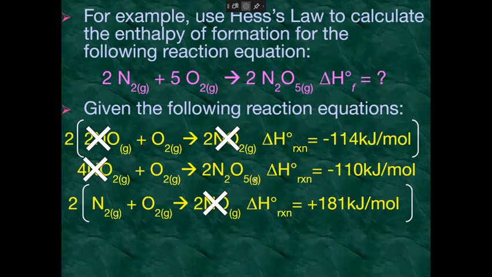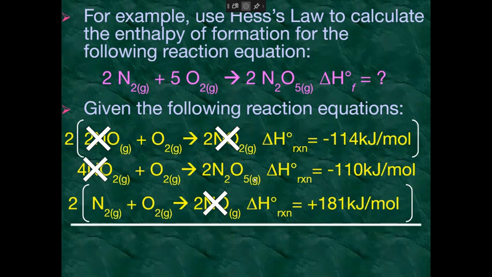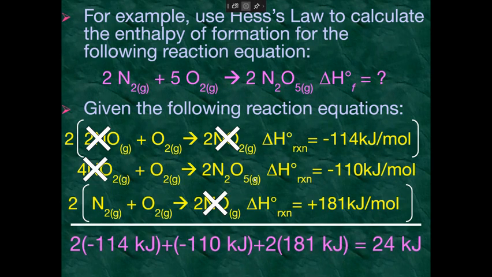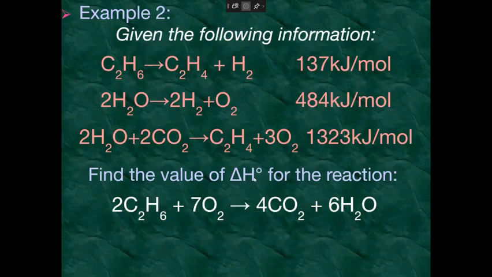So the first reaction has 2 O2s, second one has 1 O2, third one has 2 O2s, so that is a total of 5. So I take equation 1, multiply it by 2, add it to equation 2 as is, take equation 3 and multiply it by 2, I add it up, and my enthalpy of formation of N2O5 is 24 kilojoules. Is that endothermic or exothermic? It's endothermic, meaning that it would be a reactant. Energy would be a reactant.